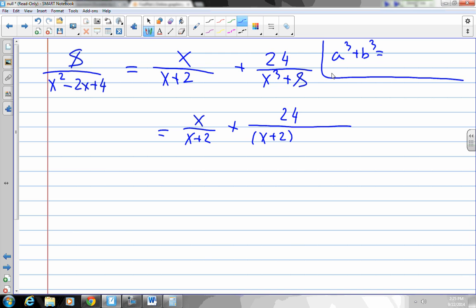Some of you probably know that formula. I'll give you that formula on the test. You don't need to have it memorized. You just need to know that it's out there and how to use it. The formula for the sum of cubes is a plus b times a squared minus ab plus b squared.